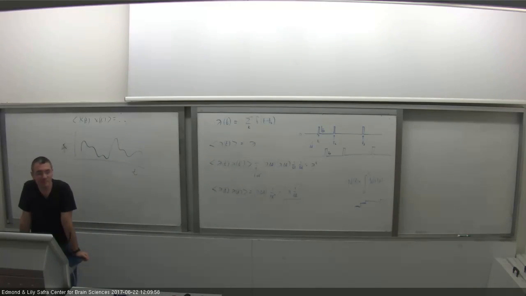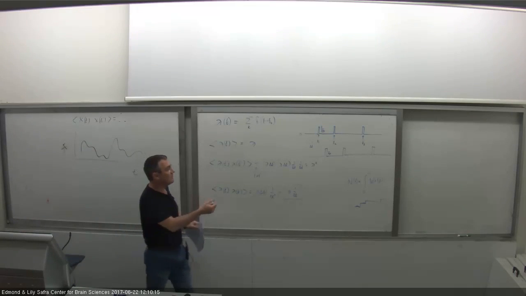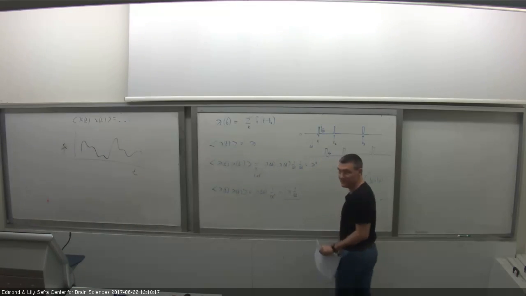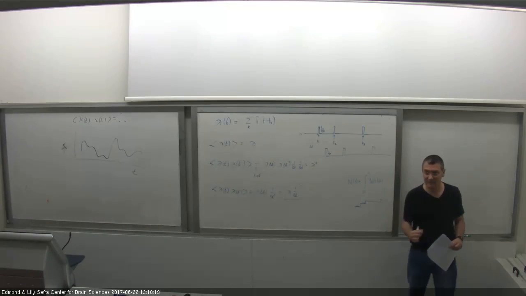Well, first we are unhappy. But after getting over the sorrow, we understand that this is only a limit. So the reason why we got infinity here is because we take delta t to the limit. So let's do it without taking the limit.